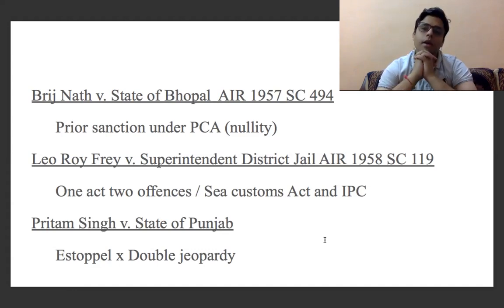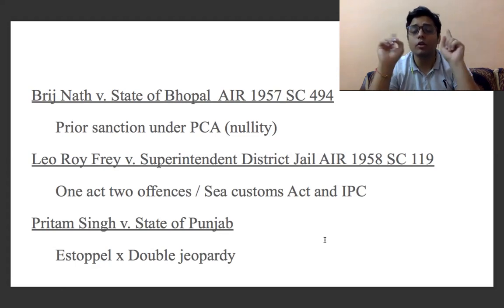So this is hit by Article 20. In this case, the Supreme Court held that no, this is not the second prosecution. This is in fact the first prosecution. And in the first case, when you were left free for the reason that prior sanction was not taken, the whole process was held to be nullity.